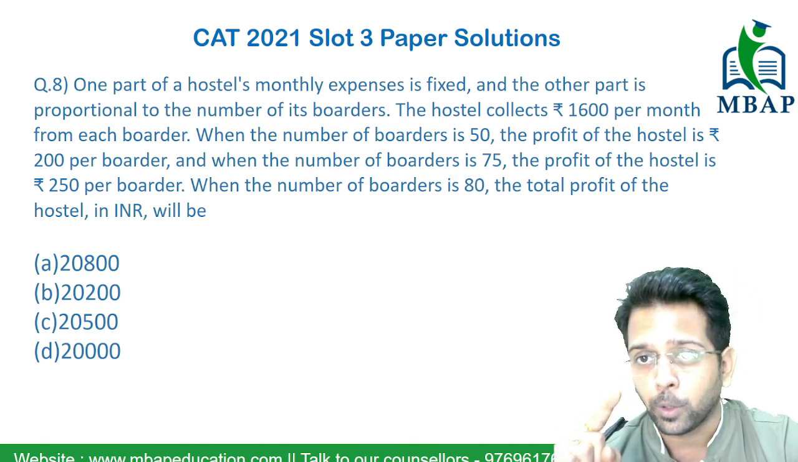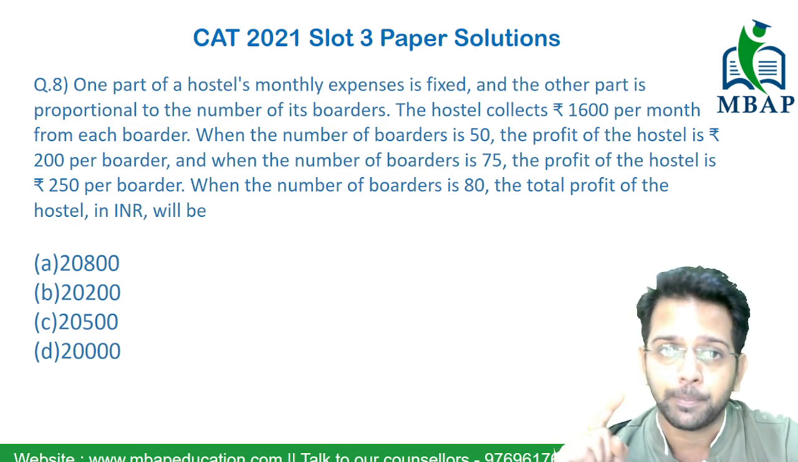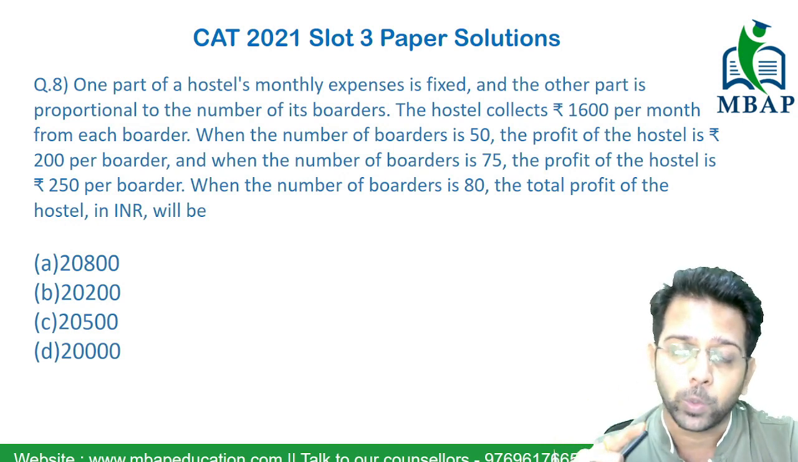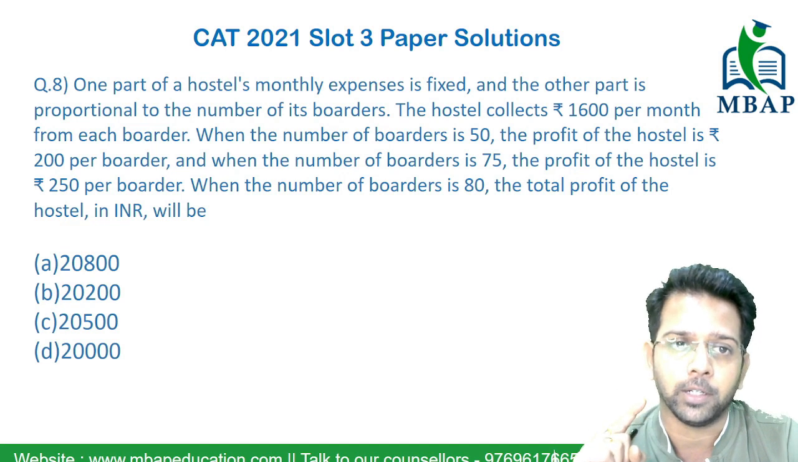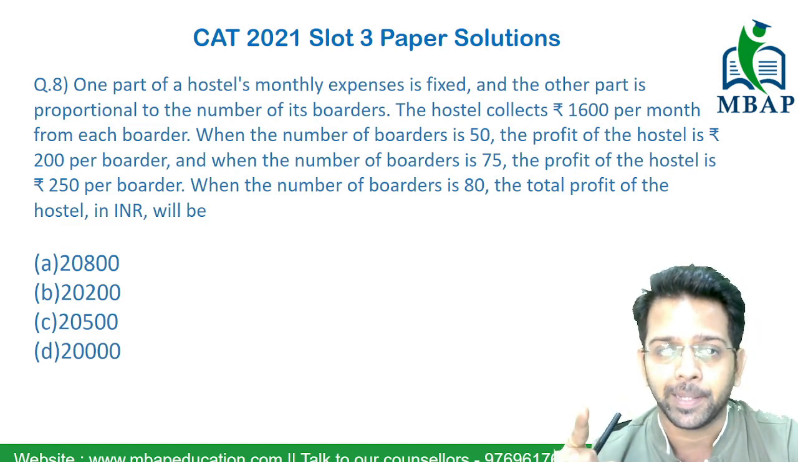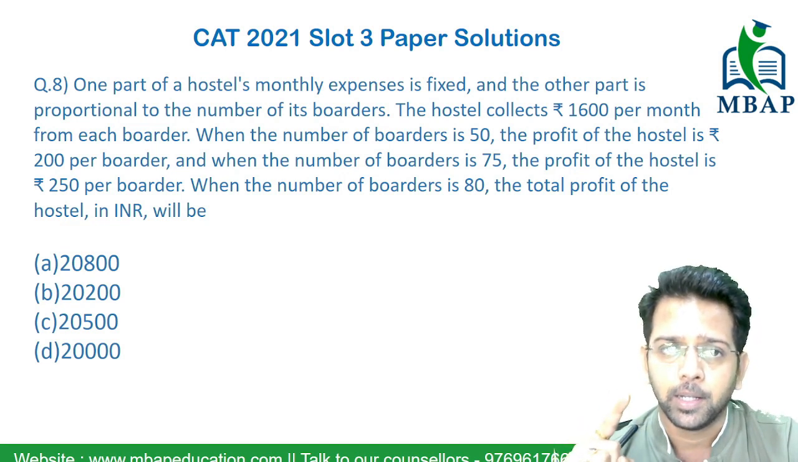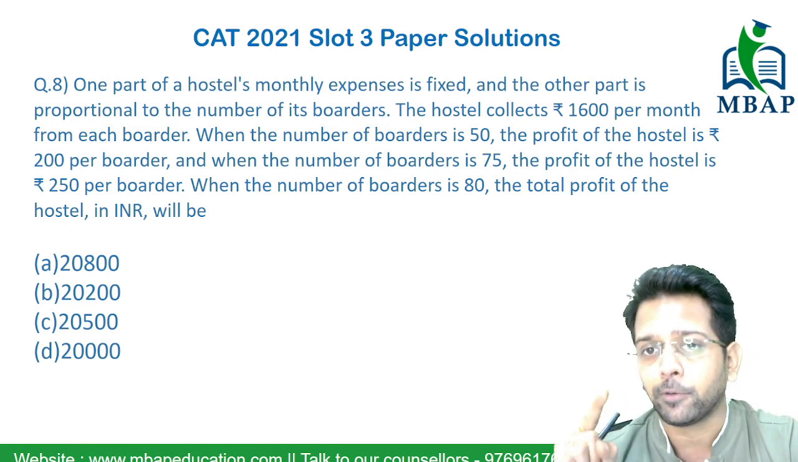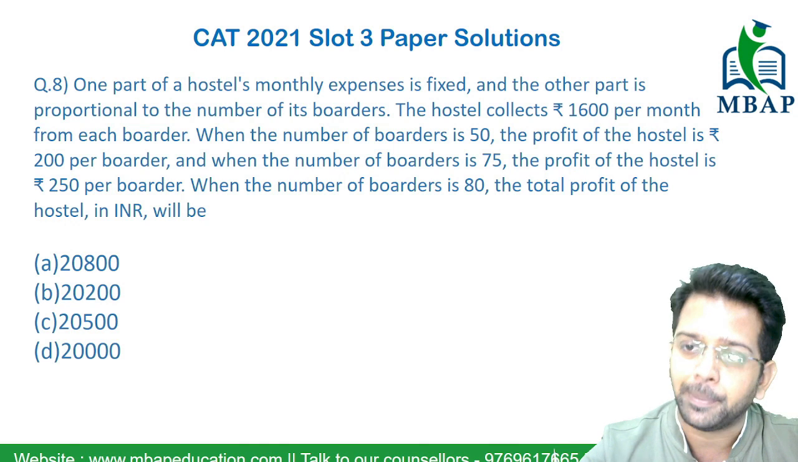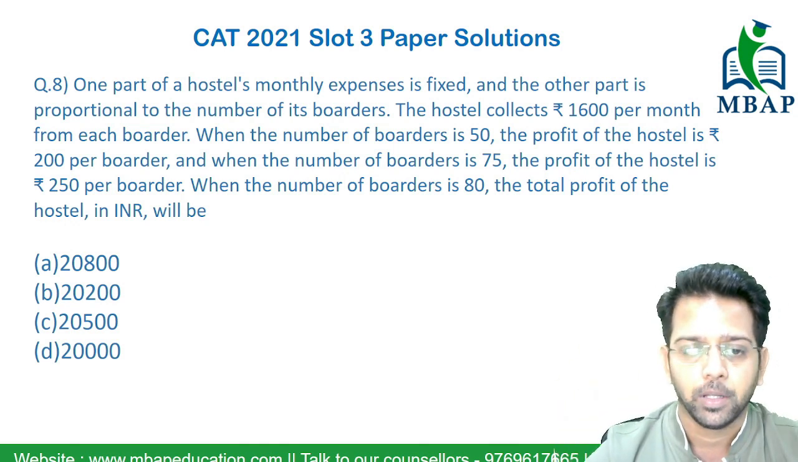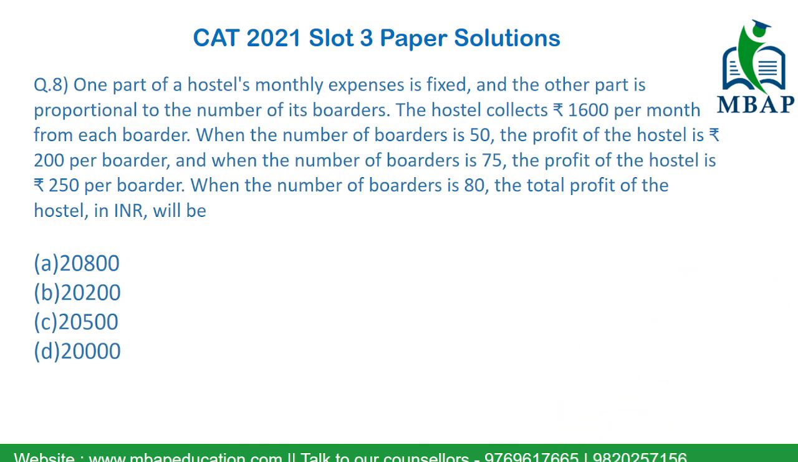Now the overall revenue is given to you, 1600 per boarder. The profit is 200, so you can get the cost of each boarder when 50 people are there, and the cost of the boarder when 75 people are there. And the question is, to find the profit of 80 people, you need to find the revenue of 80 people and the cost of 80 people. So some of the components are fixed and some are variable.